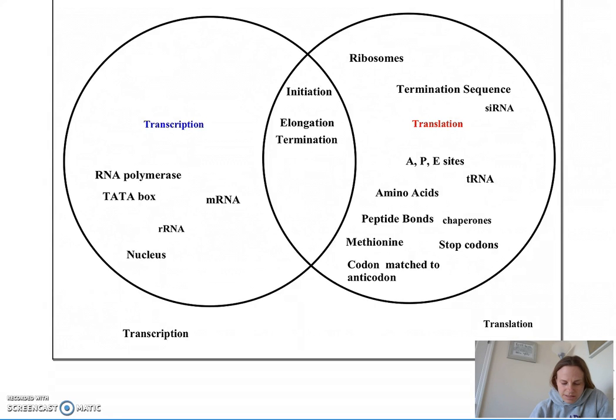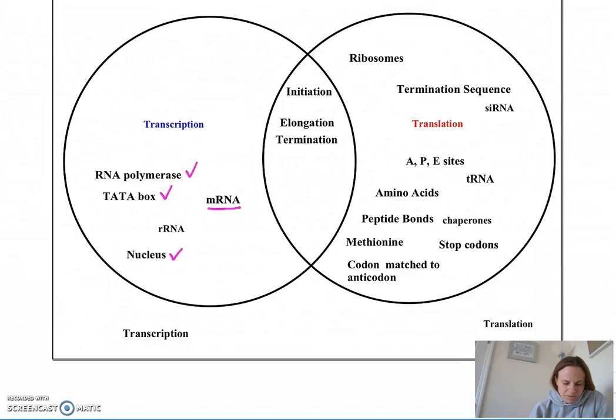Transcription is taking DNA and transcribing it into messenger RNA, where RNA polymerase is the enzyme that's going to add those nucleotides to our DNA strand. Transcription starts when the transcription factors bind to a Tata box, and this whole process takes place in the nucleus.